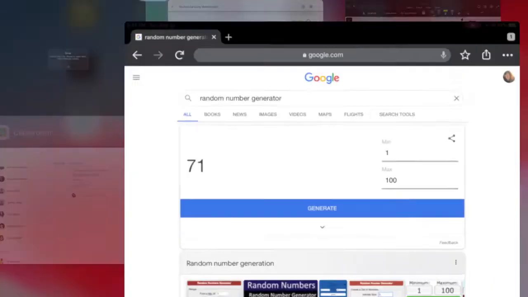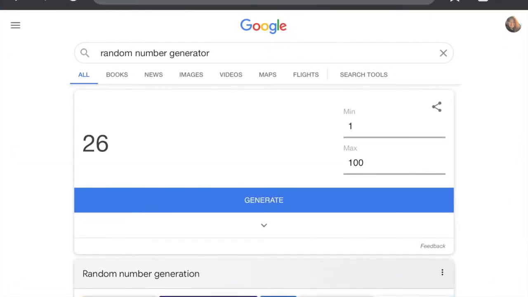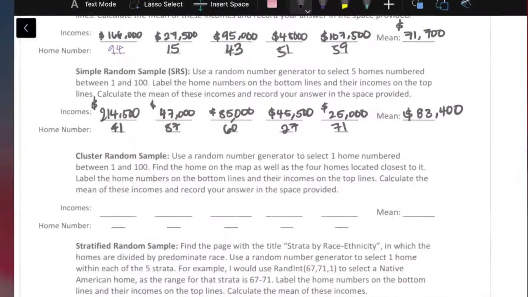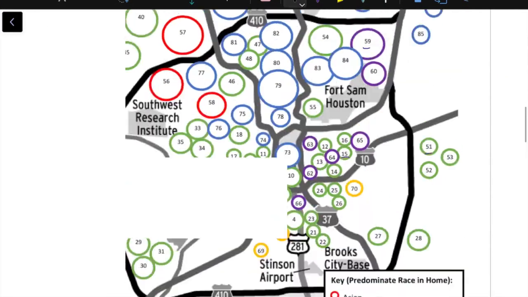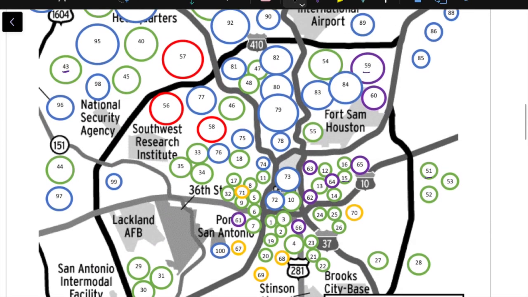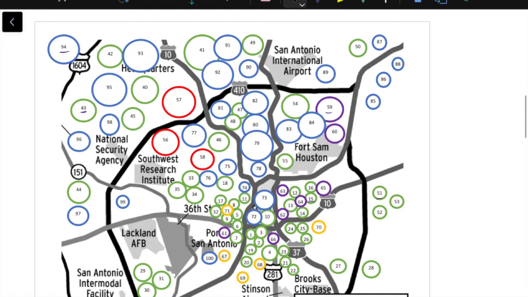So what this is telling me is that I'm going to actually pick one house. All right, we're looking at house 26. So I'm going to write that part down first. House 26. Now on the map, I'm going to find house 26. And if I look at it, house 26 is right here. I'm going to find 4 other homes that are close by. So that's 70, 25, 24, and 14.